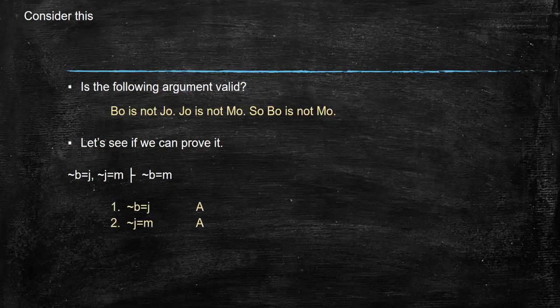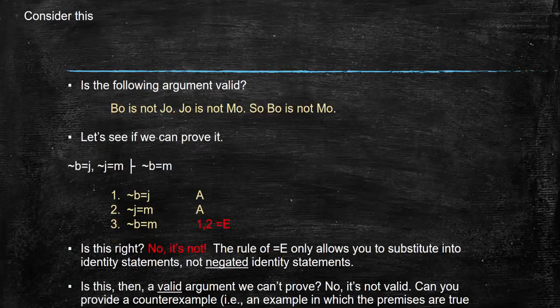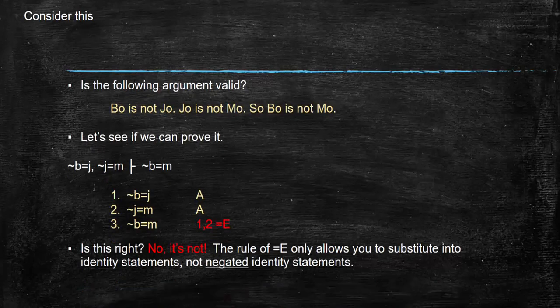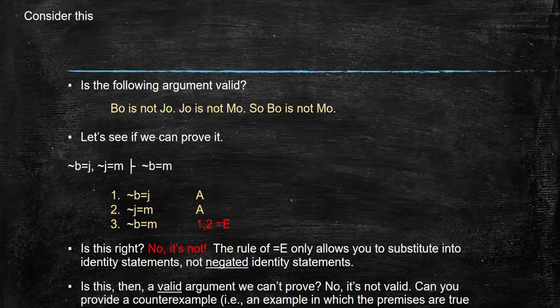So we have two assumptions, and we want to derive that it's not the case that Bo is identical to Mo. So let's do this. It's not the case that Bo is identical to Mo. 1, 2, identity elimination. Is that a good move? Are we done? Well, no, this isn't right. It's not right because the rule of identity elimination only allows you to substitute into identity statements, not negated identity statements.